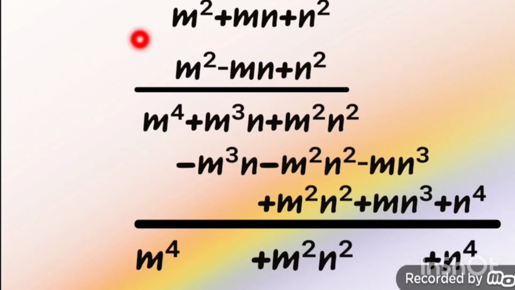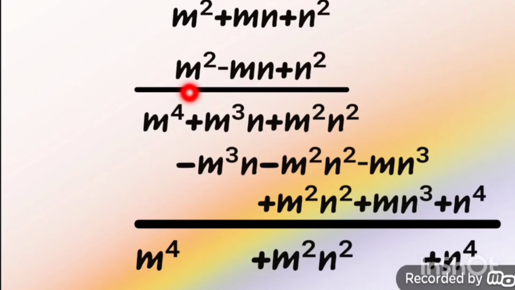First, we will write the first two polynomials in vertical form. Here both polynomials have three terms. We can write any polynomial at first. To multiply these two polynomials by vertical method, first we will take m square and we will multiply it with each term of the first polynomial, and then we will take minus mn and we will multiply it with each term of the first polynomial, and then we will take n square and we will multiply it with each term of the first polynomial.